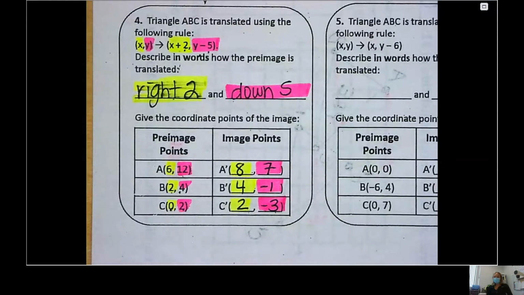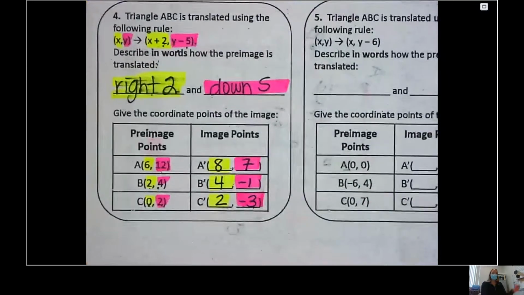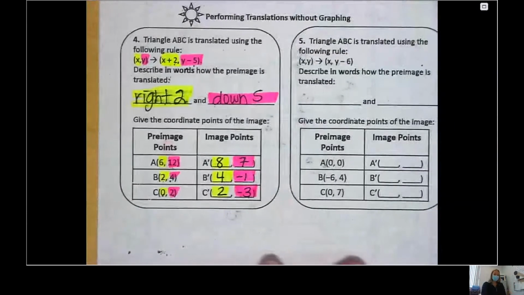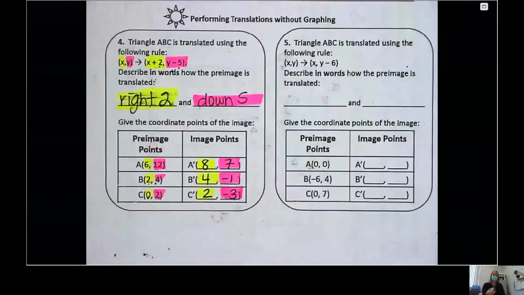Do you think you can do number 5? Yes, totally. All right, you do number 5 and then we're going to check it together. So give you a minute and a half.